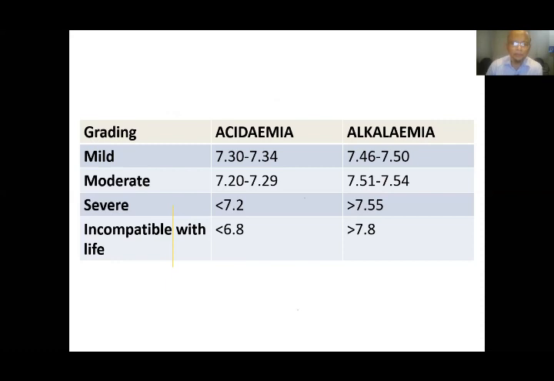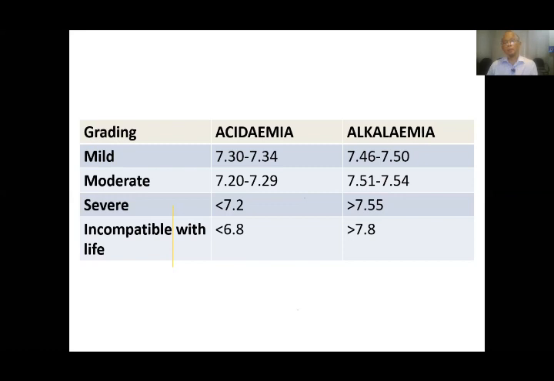Now grading, this is important. In case of acidosis, mild acidosis is 7.30 to 7.34, moderate 7.20 to 7.29, and severe less than 7.2. But when the pH drops below 6.8, it is incompatible with life. So you have to be very careful when there is a severe acidosis.